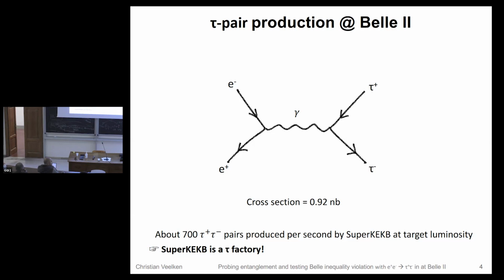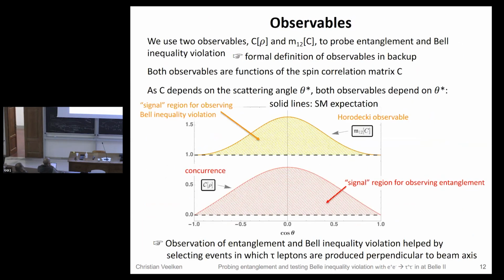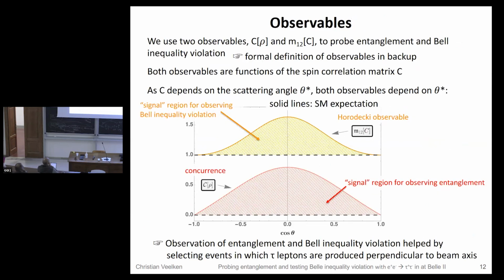So another thing I was wondering was, I didn't get the reason why you cut on 0.4. I mean, if you just measure the concurrence, if you go back to the plot, yeah, you have so many events that you could do the measurement of the whole thing, no? Yeah, that's true. That's true.